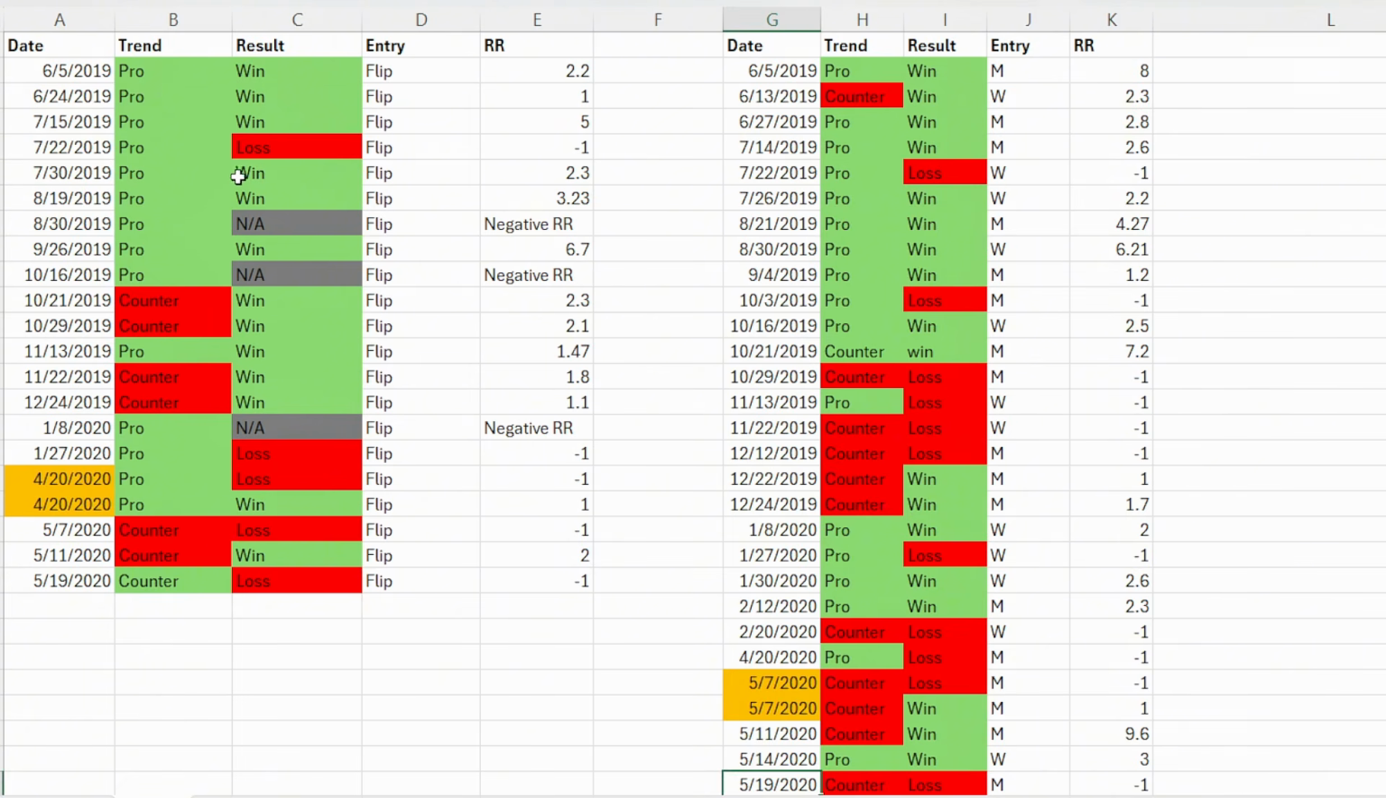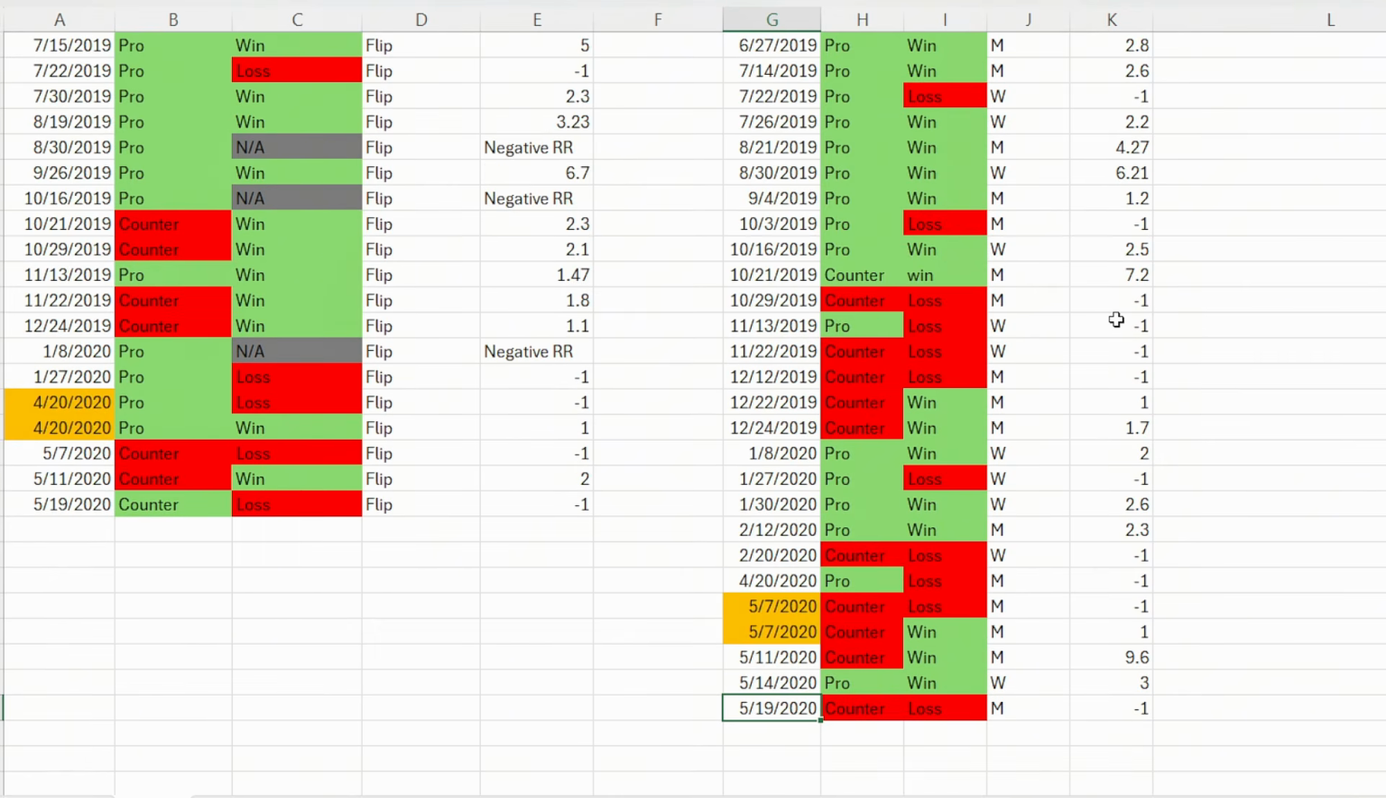So the main thing we kept track of was the trend, the entry model, and the risk to reward. Here you have your reversal trades. So this is basically your M's and W's, and here's your continuation, which is your flips. And something that should instantly jump out is the amount of attempts.